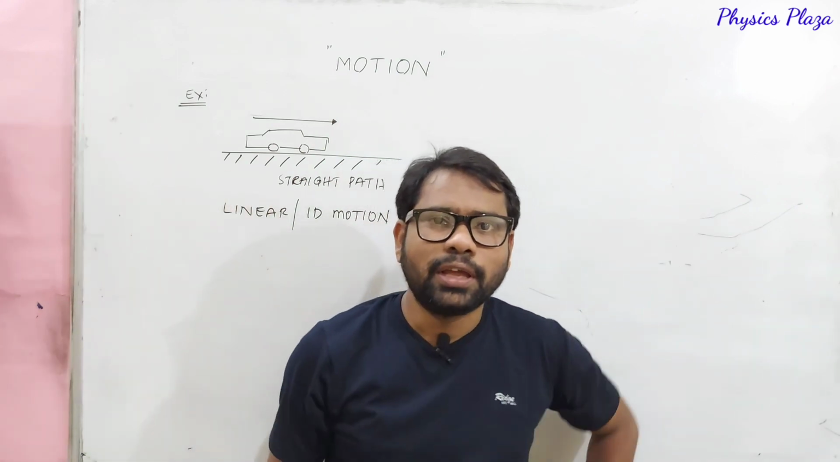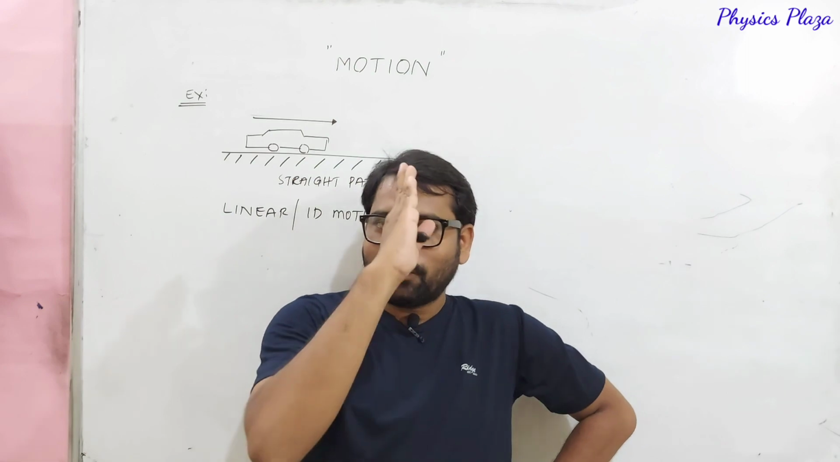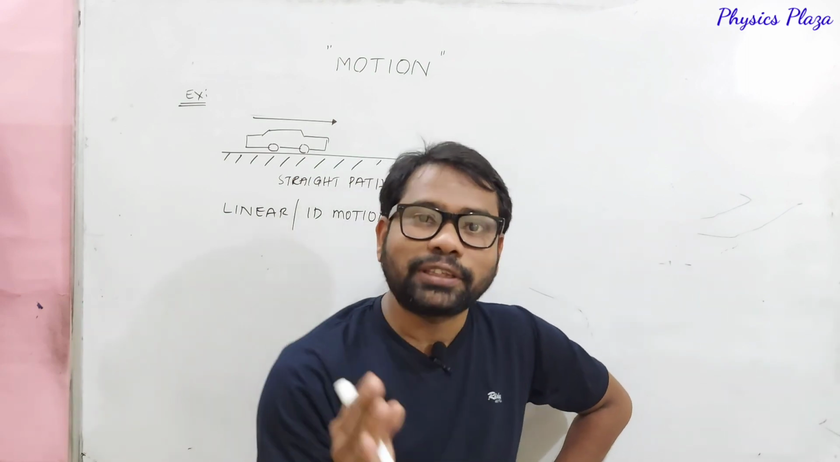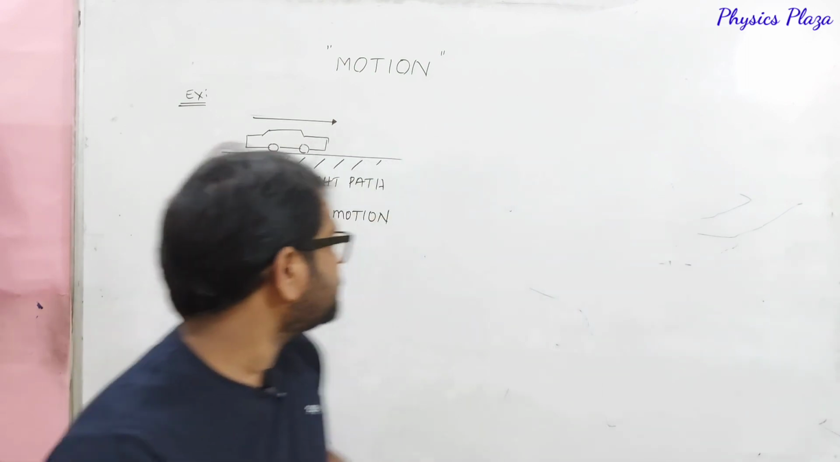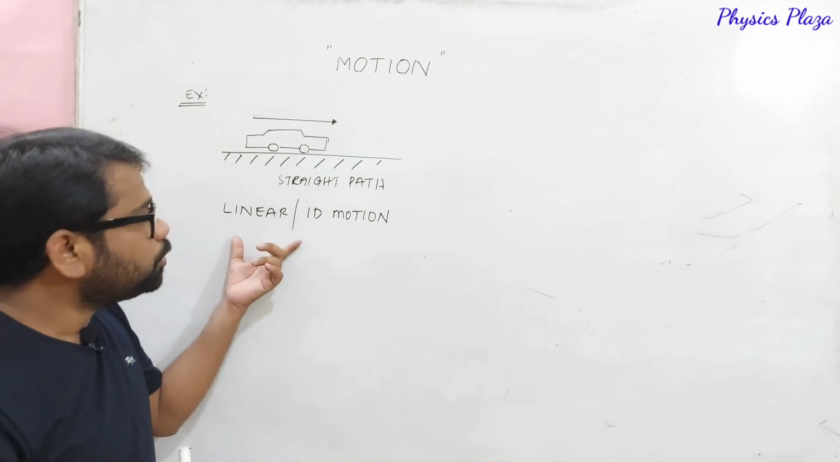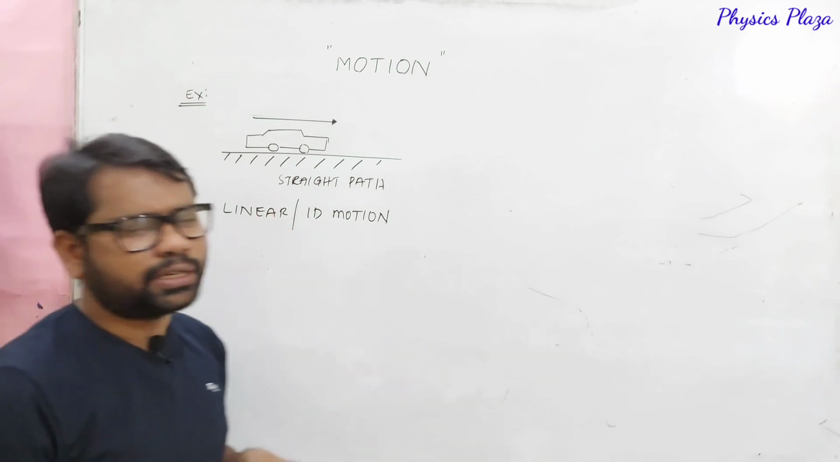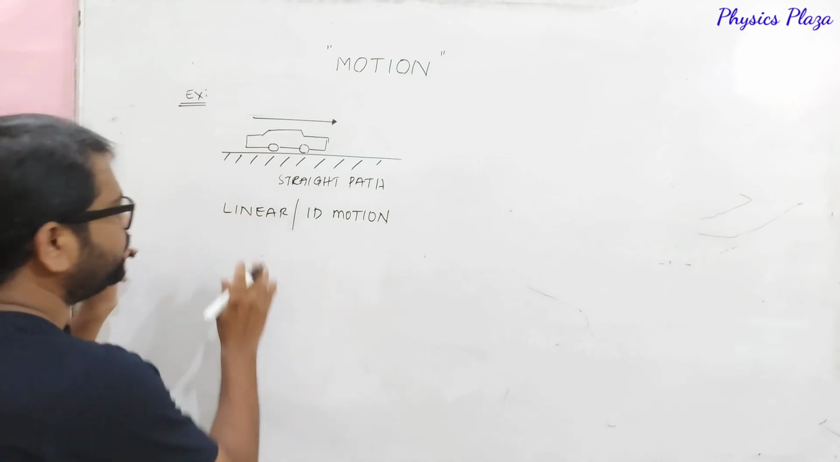It is very important that there is no change in direction. Always, all bodies are going along a straight line path. Then you can see that all those bodies come under what type of motion? Linear motion or one dimensional motion. That is fine. Children, this is a very important thing.